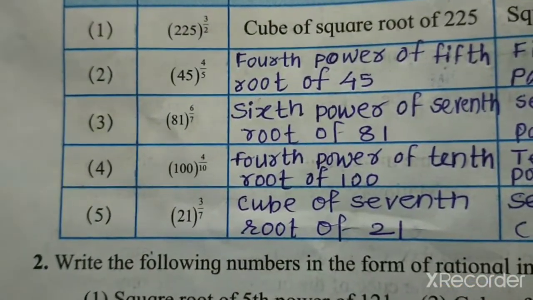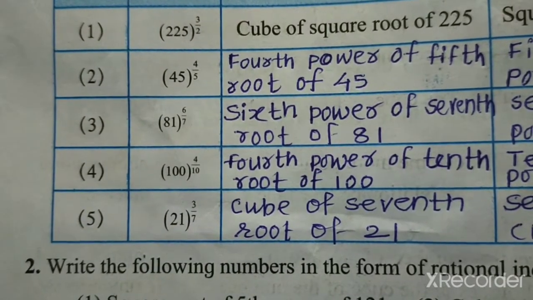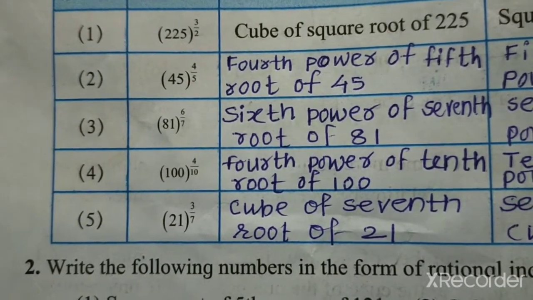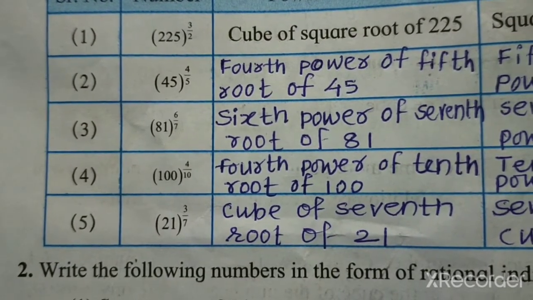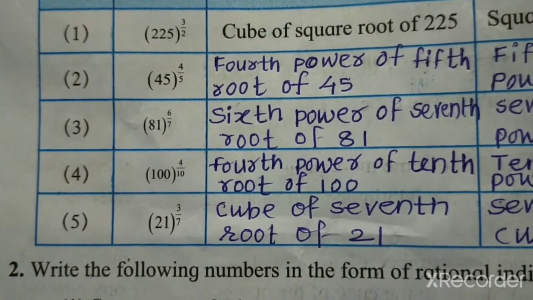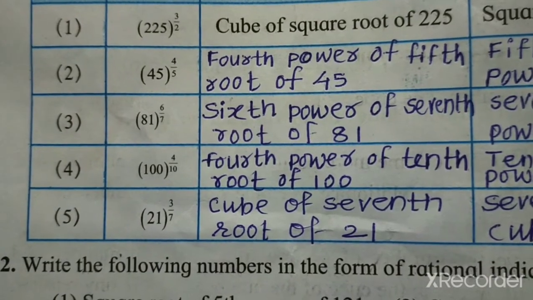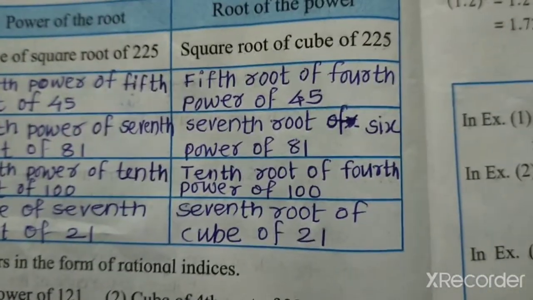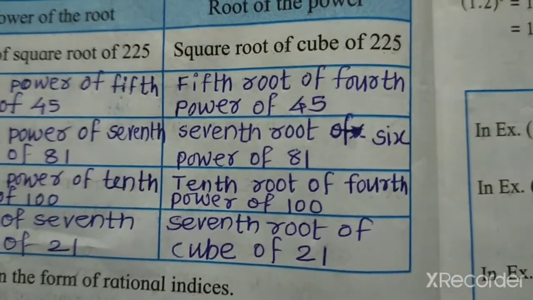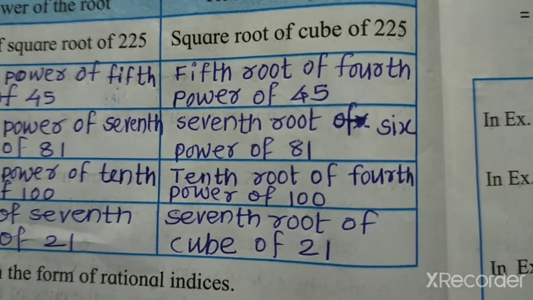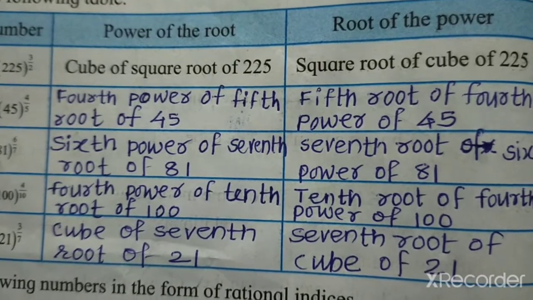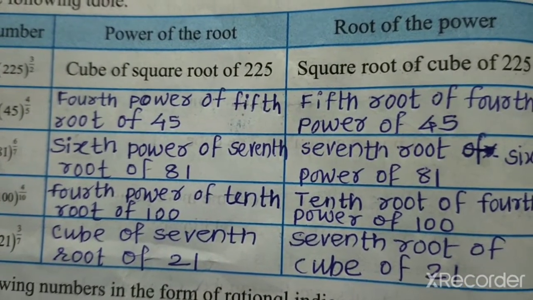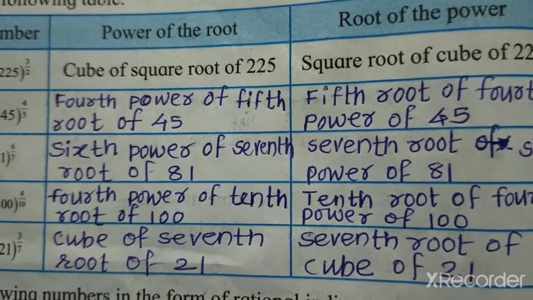In the fifth question, see here, 21 raised to power 3 upon 7 is there. So 3 means cube. So cube of 7th root of 21, and here in the root of the power, 7th root of cube of 21. So like that we can write the power of the root and the root of the power.